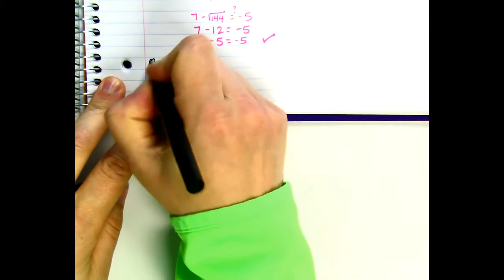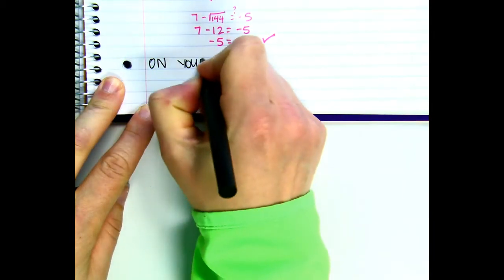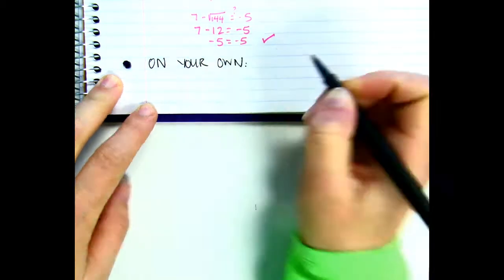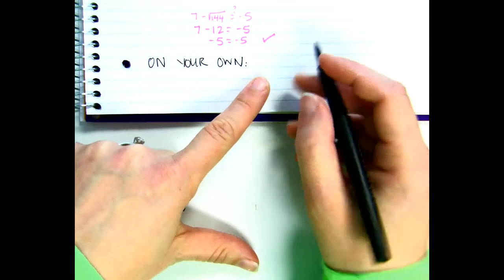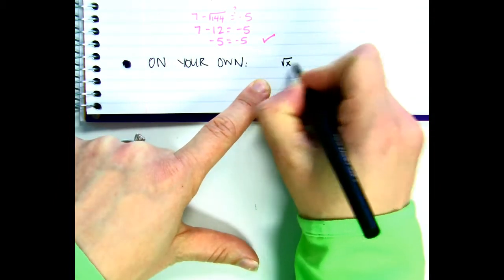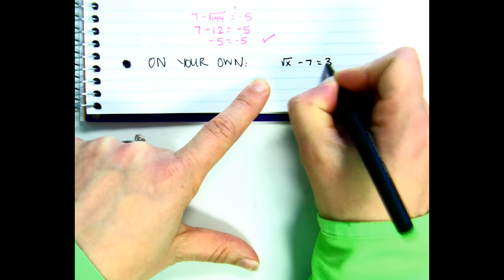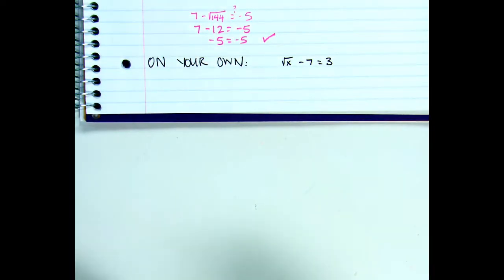So I want you to try one on your own for me. If we have, how about the square root of x minus 7 equals 3. So go ahead, pause, try that. Make sure you check your answer and turn it back on.